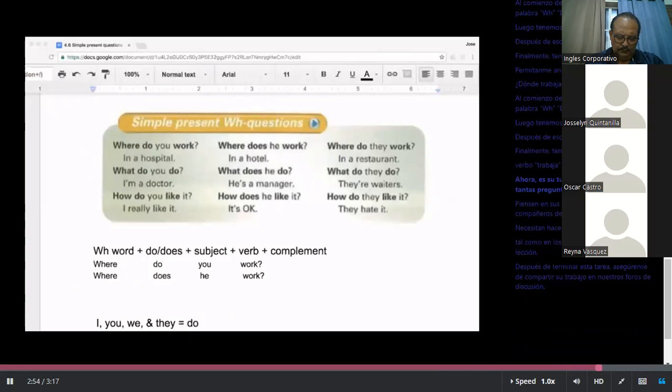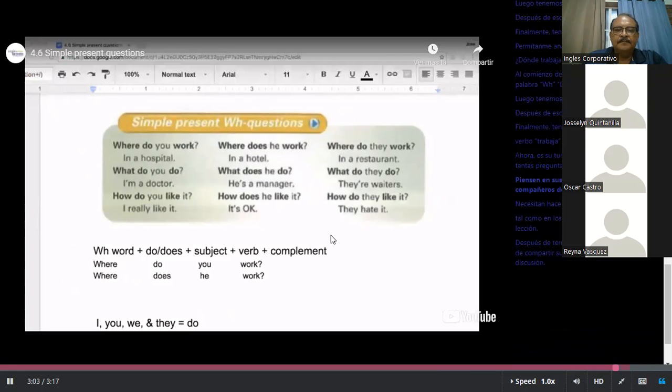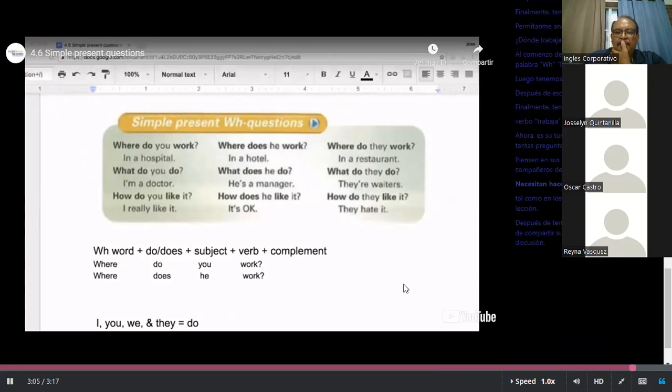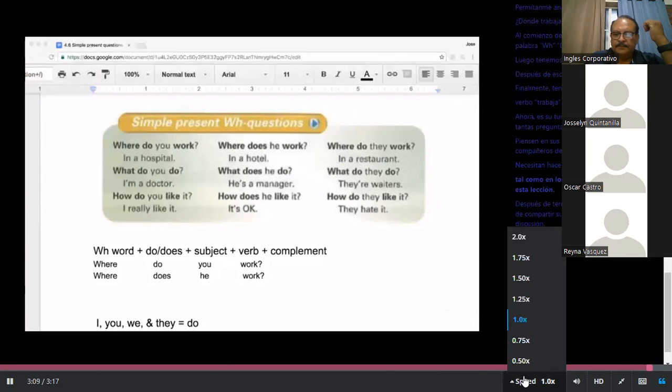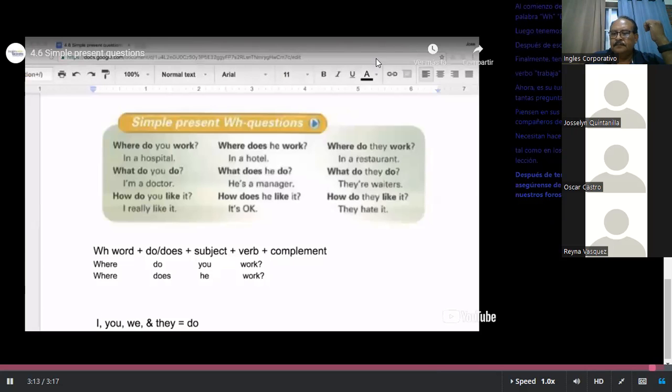Now, it's your turn to practice making as many questions as possible. Think of your friends, family, and coworkers and their jobs. You need to make questions and answers, just like the examples we saw in this lesson. After you finish this task, make sure that you share your work in our discussion forums.